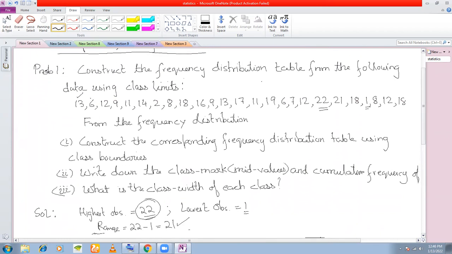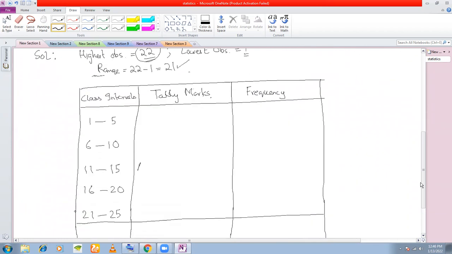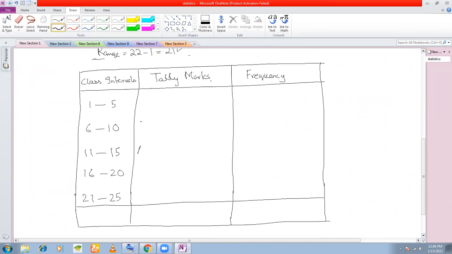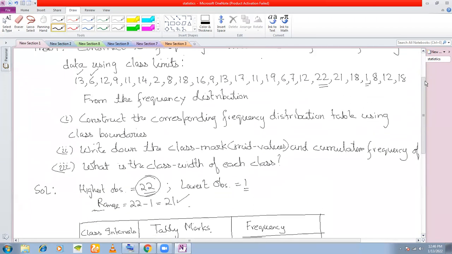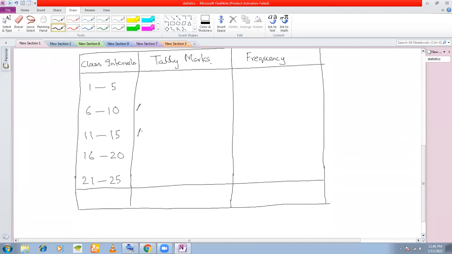What is the next data? 6. So 6 falls in which category? 6 to 10. So you give a mark here. Next data is 12. So 12 falls within this category. So you give this mark here. And you proceed with this. The next is 9. 9 falls here. So you give a mark here. Next is 11. 11 falls here. So you give a mark here.